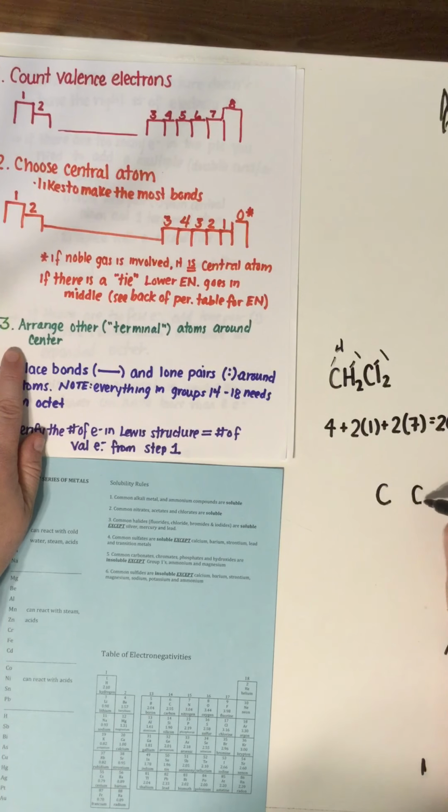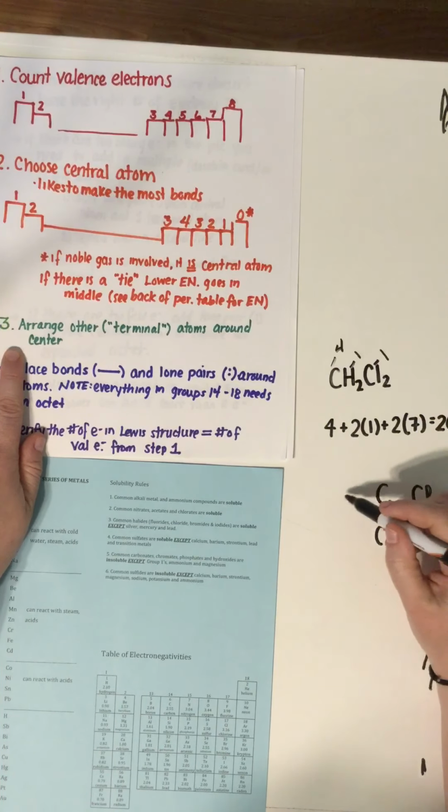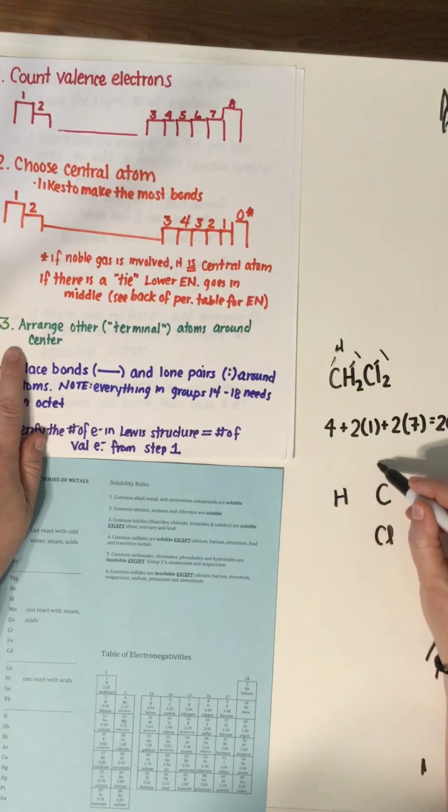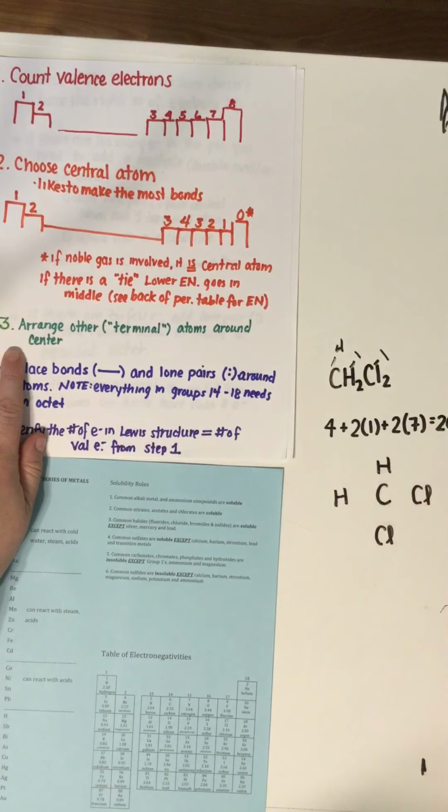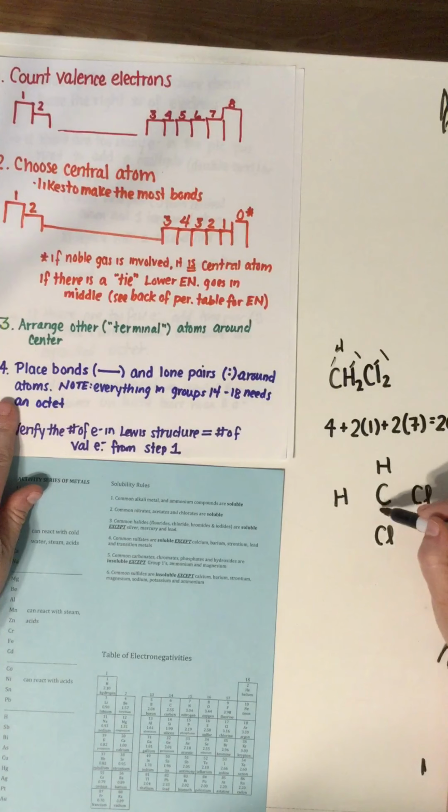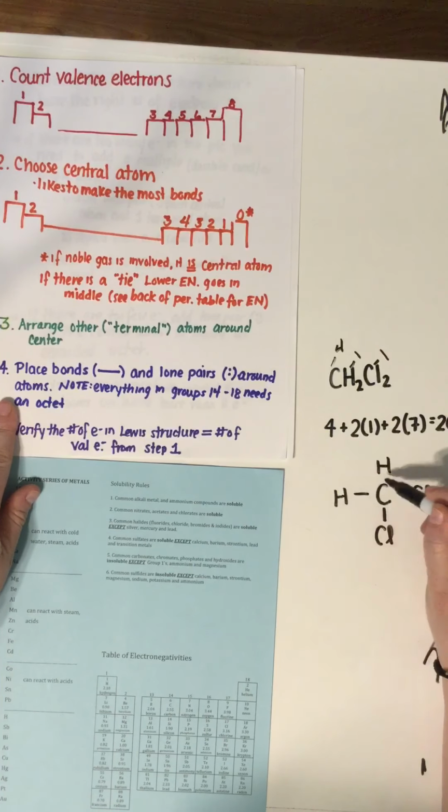It really doesn't matter what order you put them in. It doesn't matter if you put the chlorines next to each other or across from each other. Same with the hydrogens, makes no difference at this point. We put our electrons in by putting bonds between the center and the terminal atoms.